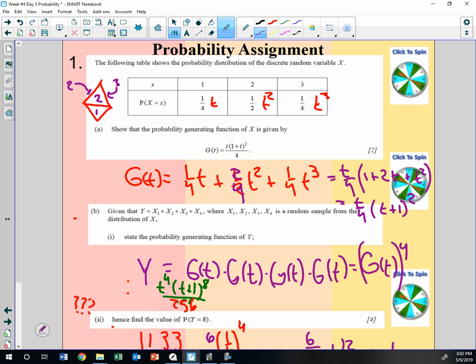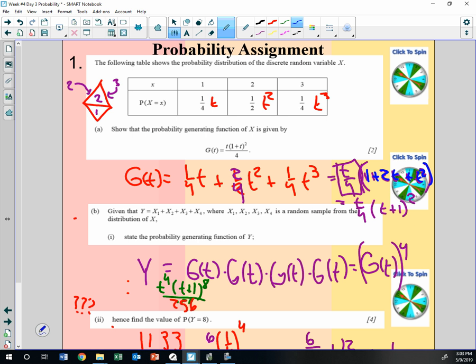Show that the probability generating function is given by. So you have g of t. I would take each of the probabilities in order, t, t squared, t cubed, and when you put those together, you'll have 1/4 t, 1/2 or 2/4 t squared, 1/4 t cubed. Factor out a t over 4, and you'll have 1 plus 2t plus t squared. And then that will be t plus 1 squared times t over 4. And that's what you wanted.